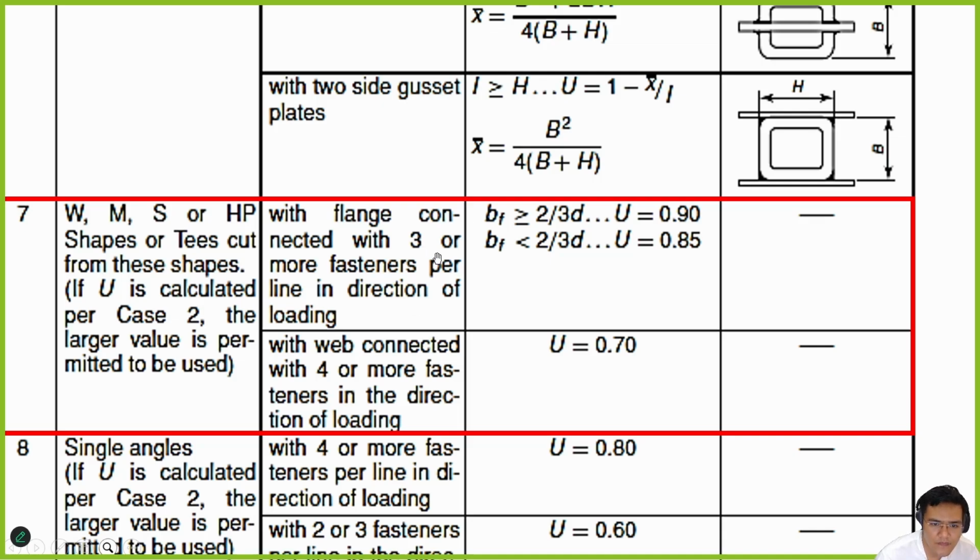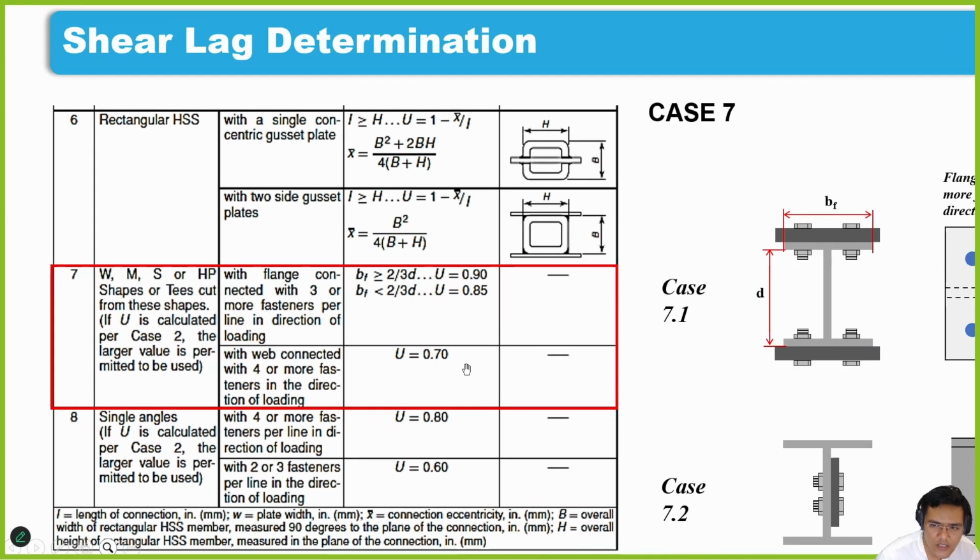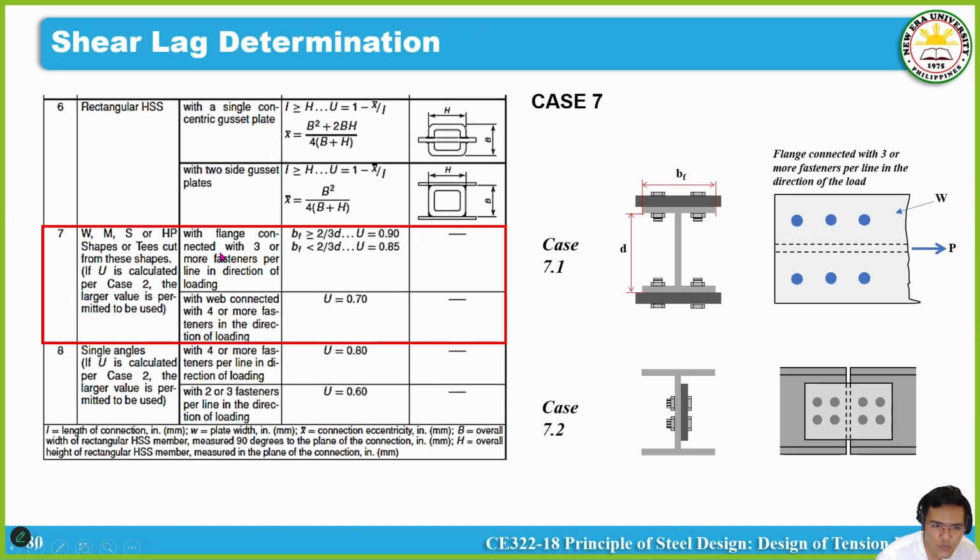Kapag naman daw, and then connected ka sa flange, no? Linawin ko lang, ito yung keyword, connected ka sa flange. Ito yung mga equation or mga range na kailangan mo i-check. Ito yung corresponding shear lag factor. Similarly, kapag connected ka sa web, okay, ito yung value ng shear lag factor mo. Okay? So, I think ito yung mga example, no? For 7.1, itong row na to. Okay? Ito yun, connected ka sa flange.